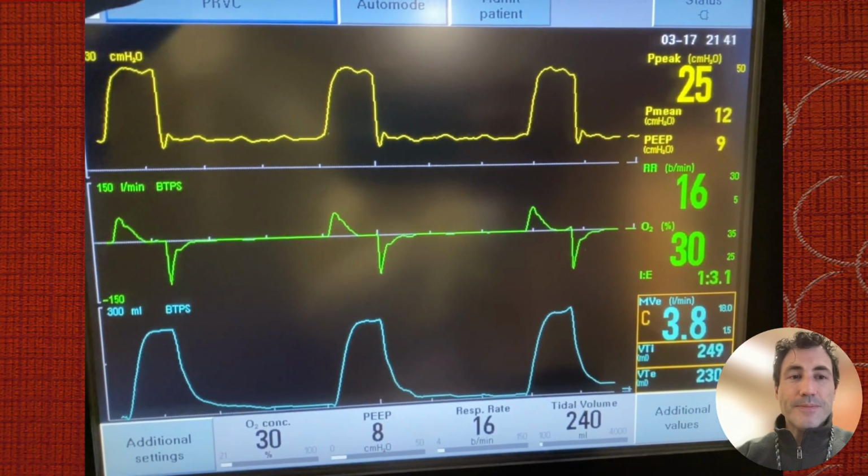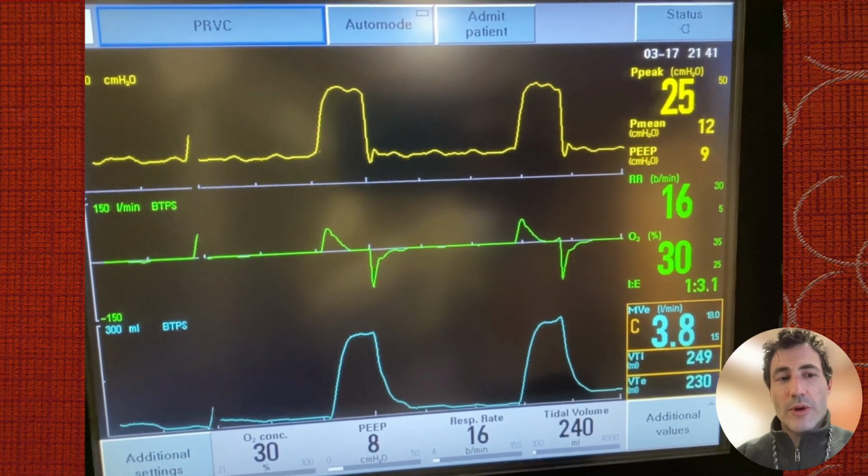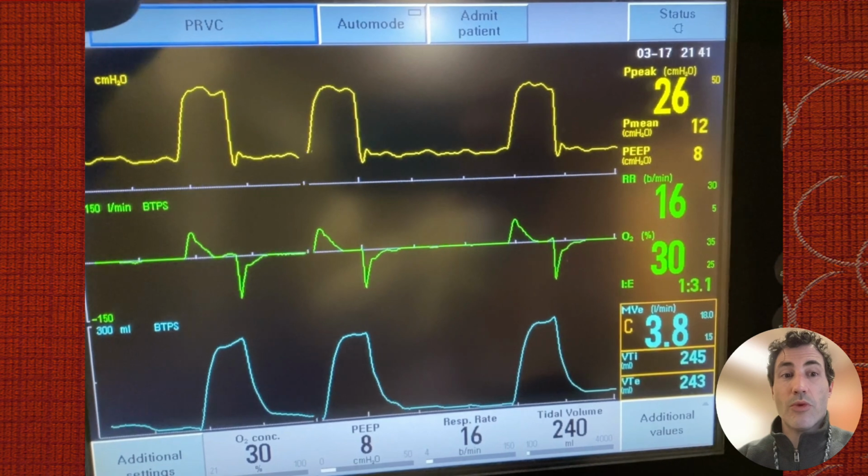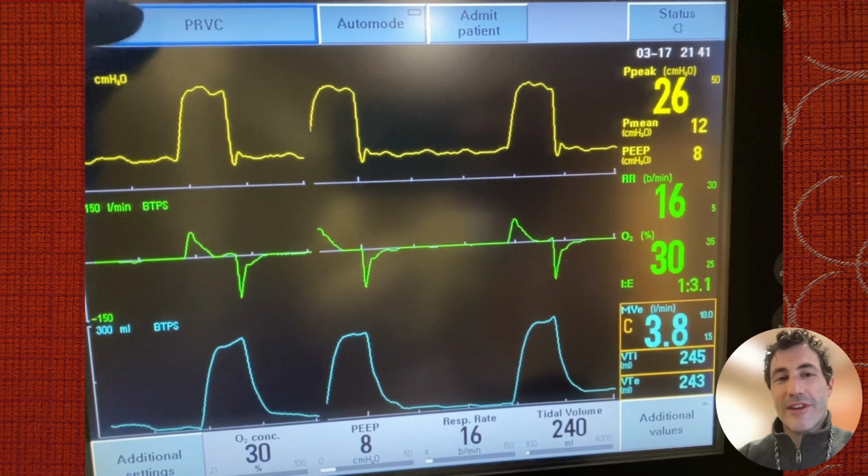Here's an example of an inspiratory pause. This one isn't bad. We're not air trapping. There's just an inspiratory pause because the patient has pediatric-sized tidal volumes and probably adult-sized inspiratory time. I don't see any air trapping.